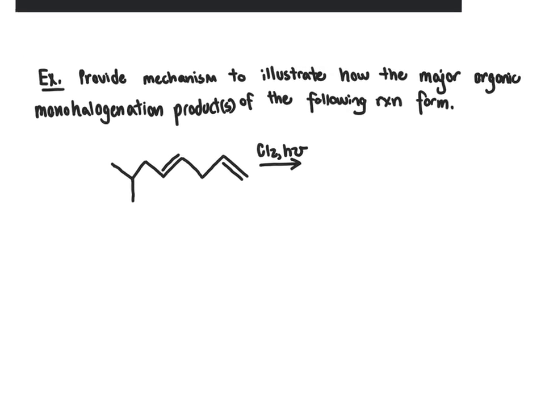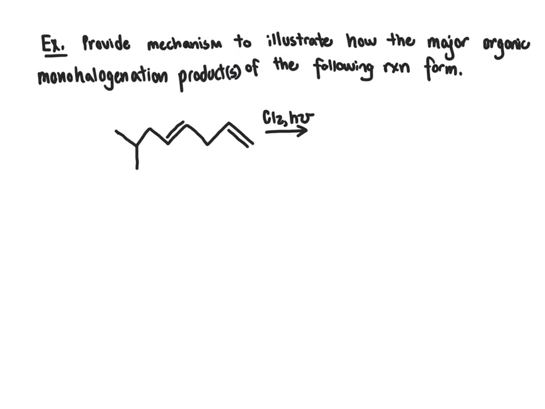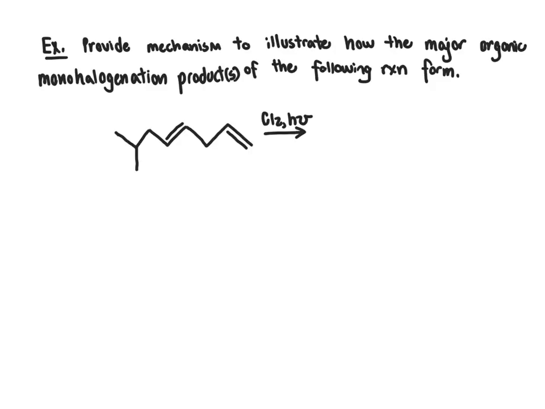So our first question is to provide a mechanism to illustrate how the major organic monohalogenation product or products form from the following reaction. So remember that when we say the term mechanism, if you're asked about that in a question, what that's referring to is it's asking you to step by step go through and show each electron transfer that has to take place in going from the starting material all the way to the final product. So we're making a map essentially to accurately show what's happening during the course of the reaction.